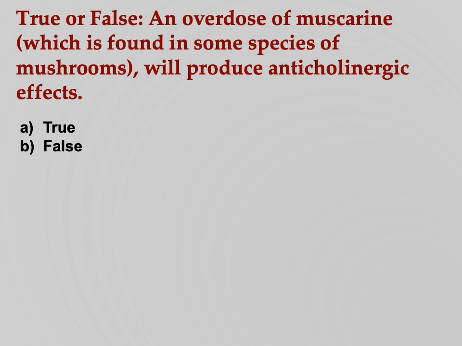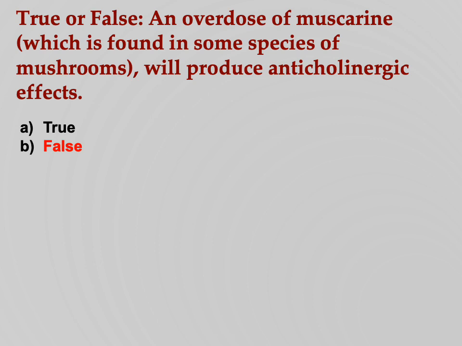True or false? An overdose of muscarine, found in some species of mushrooms, will produce anticholinergic effects. True or false? Overdose of muscarine, anticholinergic effects? No, an overdose of muscarine would produce cholinergic effects. Muscarine activates muscarinic acetylcholine receptors, which means that you will have cholinergic effects.